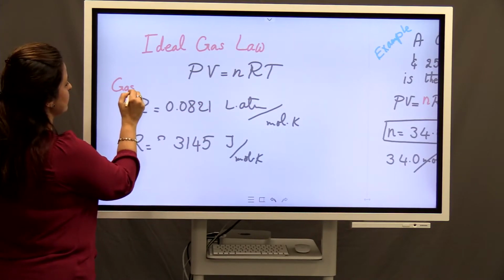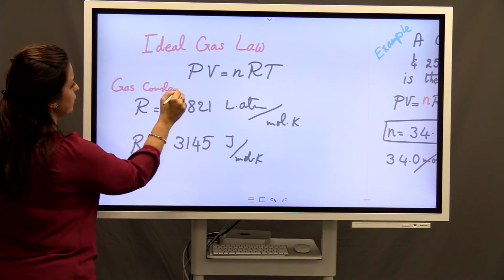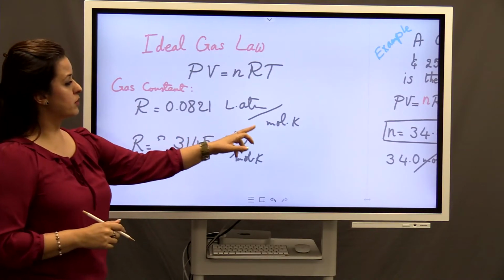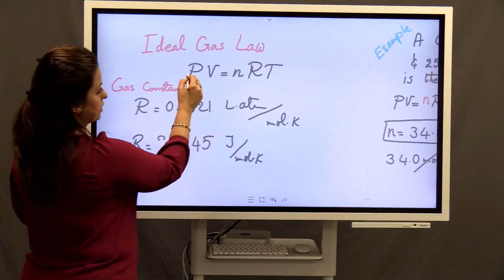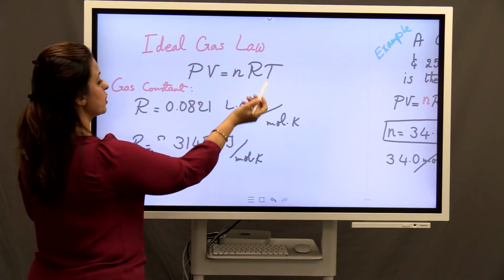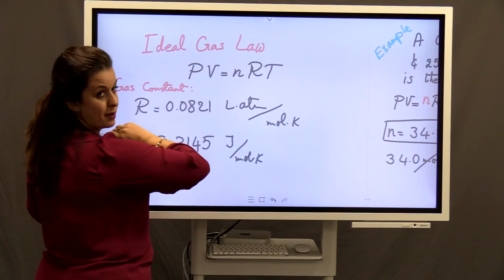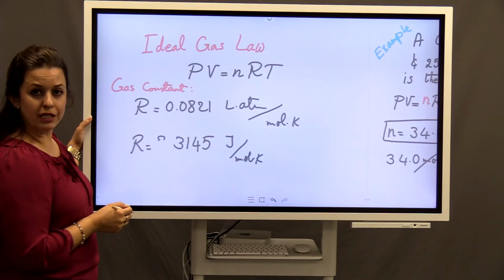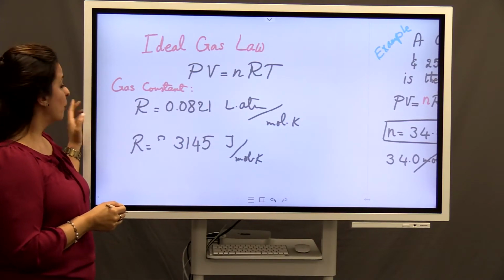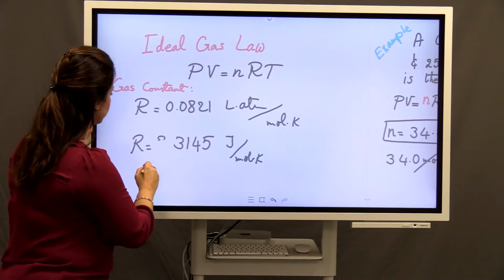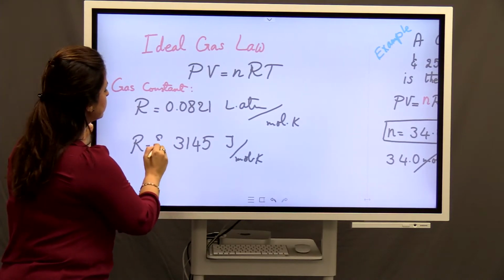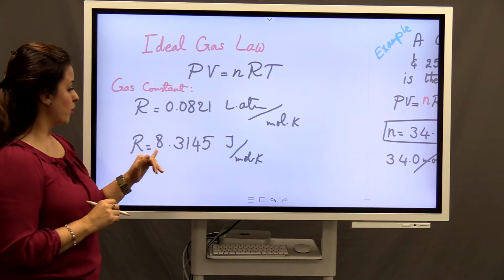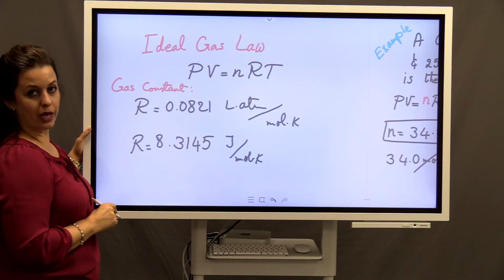So R is the gas constant. There are different values for the gas constant based on the units you use. If you use liter for volume, atmosphere for pressure, mole for moles, and Kelvin for temperature, the value of R will be 0.0821 liter atmosphere per mole Kelvin. But if you use joules, moles, and Kelvin, then the value for R is going to be 8.3145 joule per mole Kelvin.